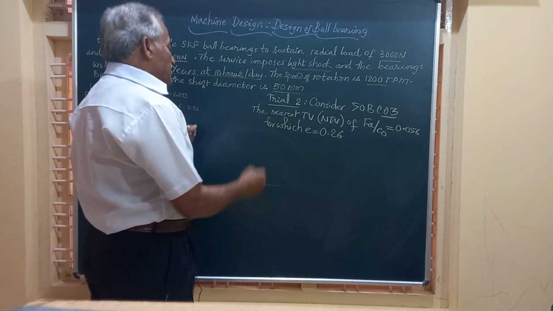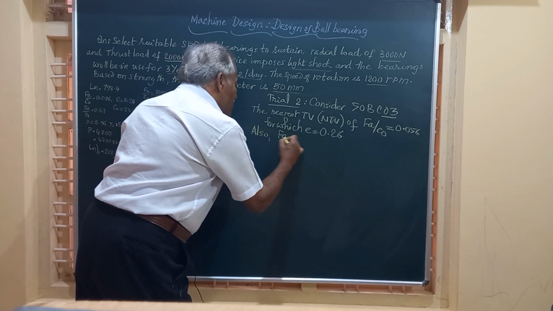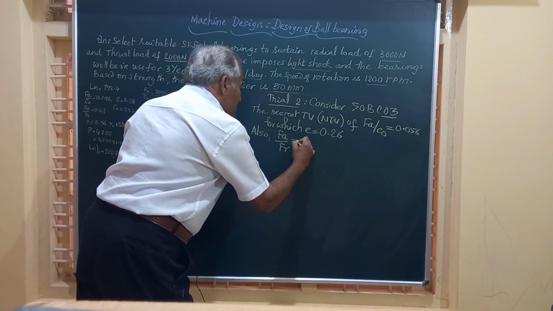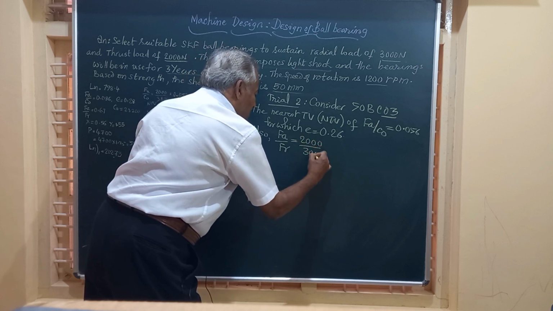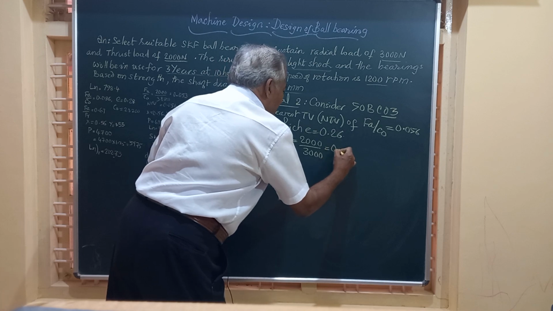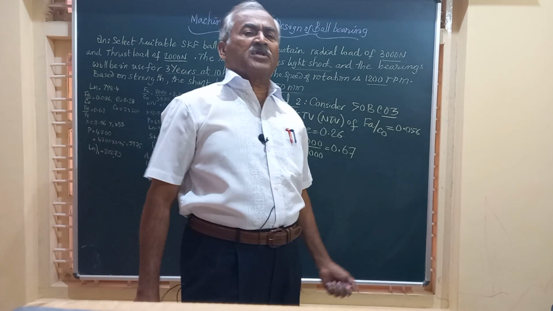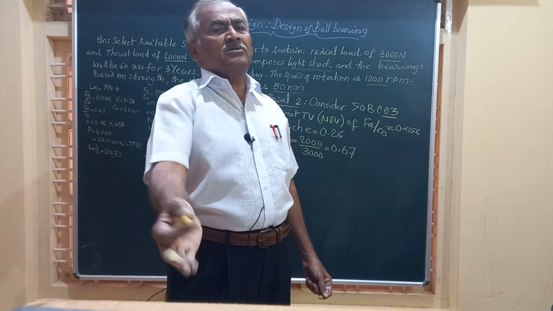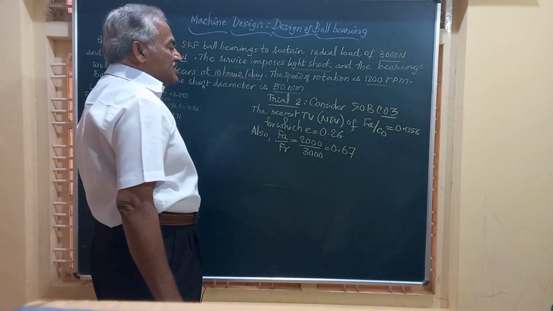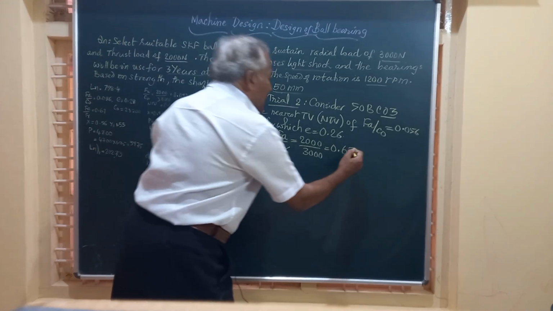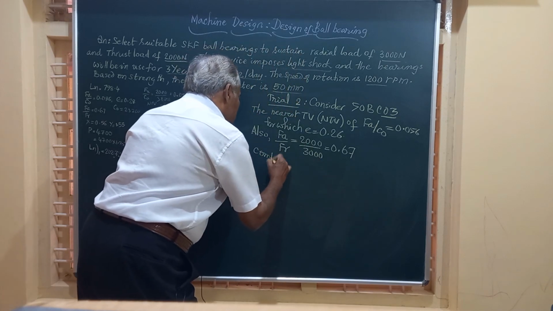Also, friends, we have FA over FR equal to 2000 divided by 3000, given in the question, that is 0.67, because FA over FR is a constant for a given bearing. Whether you are trying the 02 series, 03 or 04 series, the value remains the same. So after getting this, I am going to compare with e.